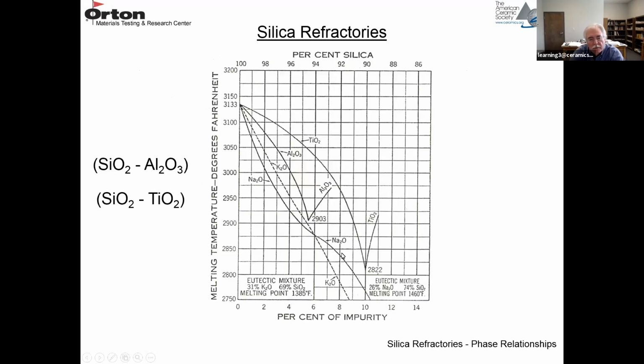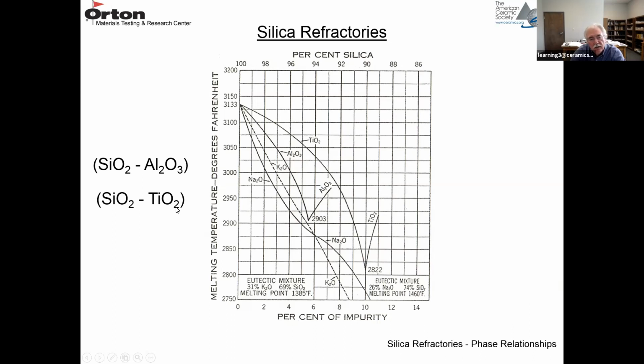So this is a summary of different impurities, basically a phase diagram summary. This is the percent impurity from 0 to about 14, and this is the temperature. And we just mentioned SiO2 and Al2O3. And now it's in degrees Fahrenheit, but you can see here, percent Al2O3 produces this eutectic at 2903. So it really lowers the melting temperature.